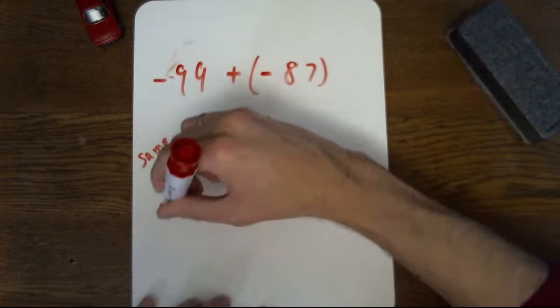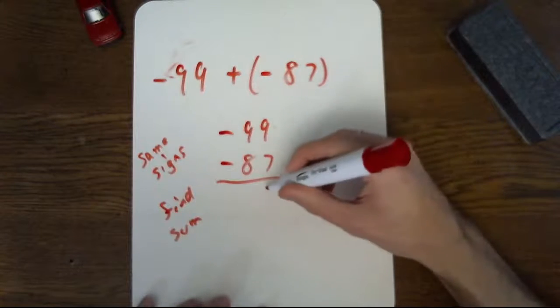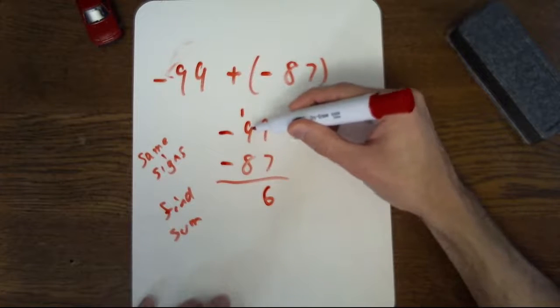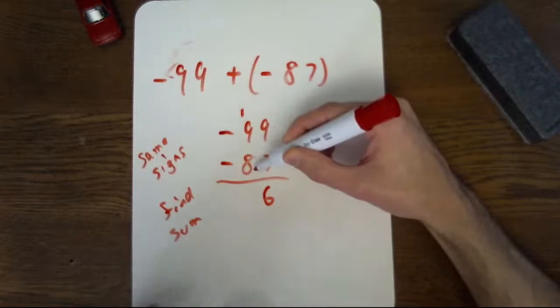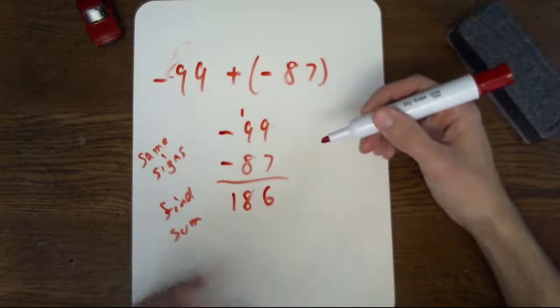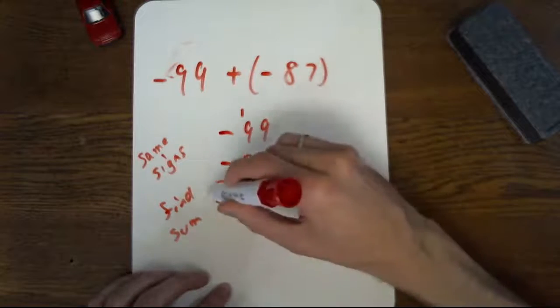Same signs, find sum. 9 plus 7 is 16. Carry that 1 over to here. What's 9 plus 8? It's 17, but you add this additional 1. So this is actually 186. Is it positive or is it negative? Well, it's negative because both of our numbers are negative.